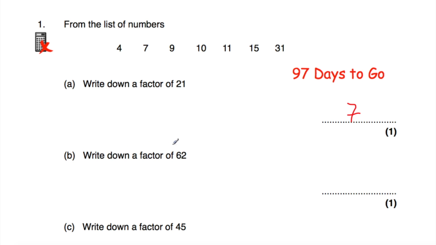Okay, part B, a factor of 62. Well, 2 times 31 is 62. So that means that 31 must be a factor of 62, because 2 times 31 is equal to 62.